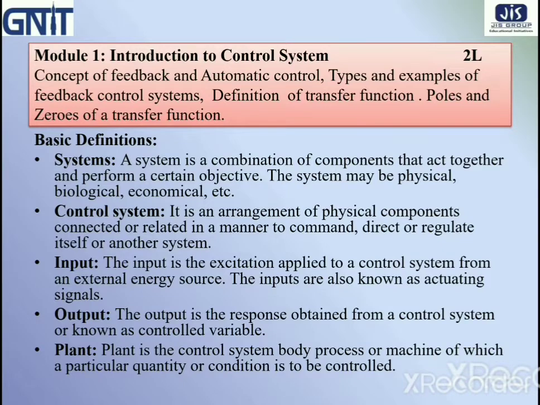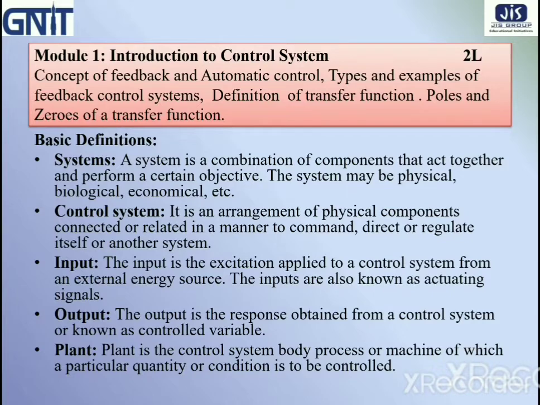That is, here the definition is, it is an arrangement of physical components connected or related in a manner to command, direct or regulate itself or another system. So basically the components of a system can be controlled. That control may be automatic or may be human control or manual control. That's the other thing.